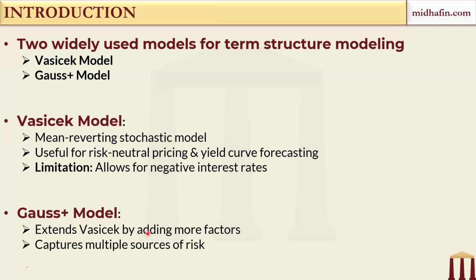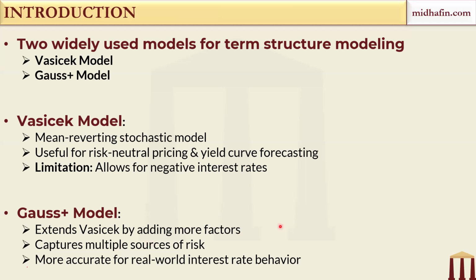Okay. So because of these improvements, this Gauss plus model is particularly valuable for bond traders and risk managers, who require a more precise model to assess and manage interest rate risks in a dynamic financial environment. So in summary, we have two key models, right? We have the Vasicek model. We see that it's simple, but it has some limitations. And we have the Gauss plus model, which is more advanced, captures multiple factors, and provides a more realistic term structure of interest rates. Okay.